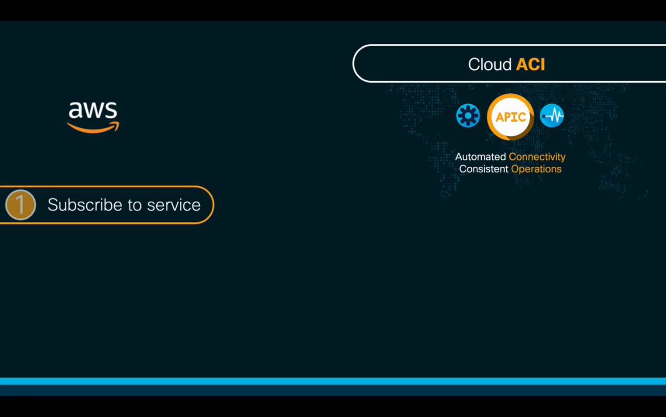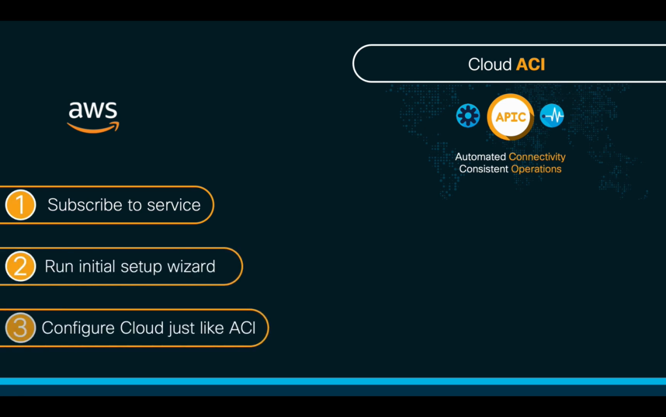We will take three main steps to achieve our goal using Cloud ACI on AWS. 1. We will subscribe to the Cloud APIC service. 2. We will run the initial setup wizard. And 3. We will configure the logical network just as we know it already. I will take you through all these steps to achieve connectivity.